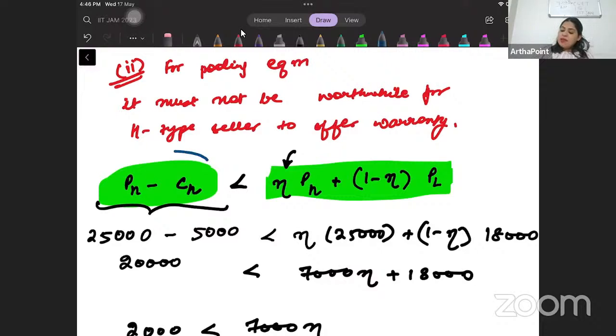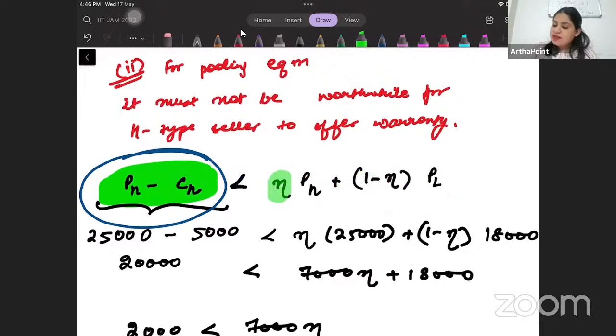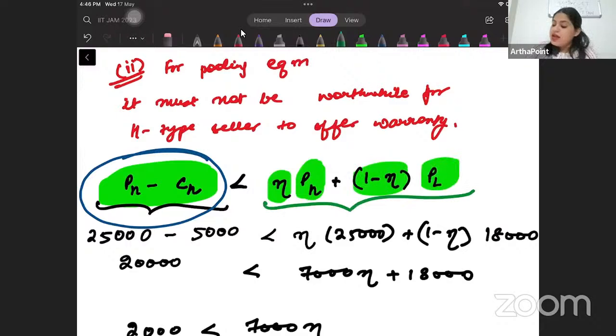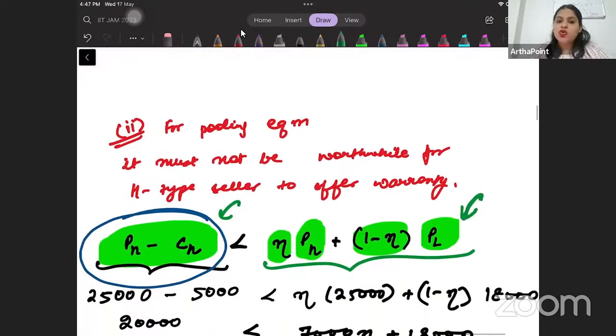ये answer, ये amount तब है when I sell on my own. I don't want to pool with the low quality sellers. ये amount तब है when I pool with the low quality seller कि अच्छा ठीक है, इतने लोग high quality seller है, हर एक का प्राइस इतना है, इतने low quality seller है, हर एक का प्राइस इतना है, तो ये weighted amount हो गया. If this weighted amount is more than what I get individually by showing warranty, there is no reason I will go for warranty. So agar this amount is greater than 2/7, you will not show warranty. That's the answer to your question.